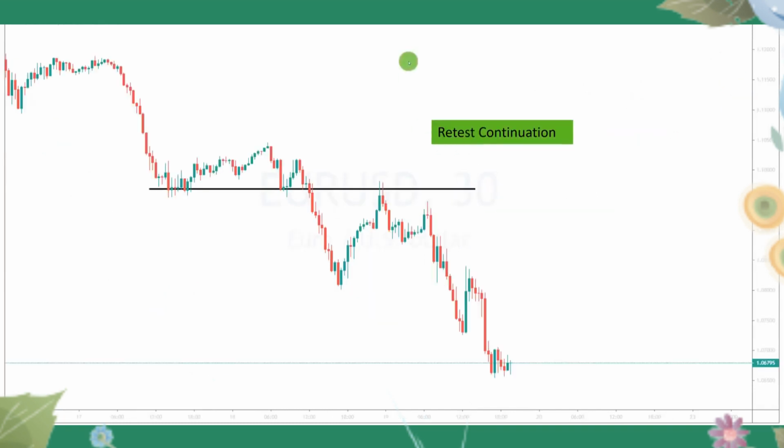We have a retest continuation, a break and retest pattern similar to what we had in the beginning. The market was in a downtrend, established a nice support level. Here we have the breakout, and very, very often the market is coming back into those breakout areas. This is also one of the reasons why the break-even stop-loss approach is rarely working for traders.